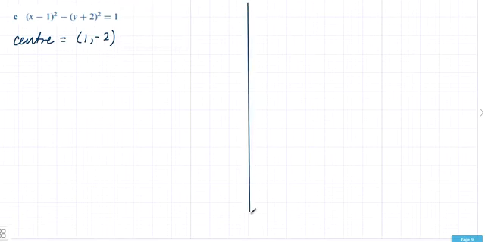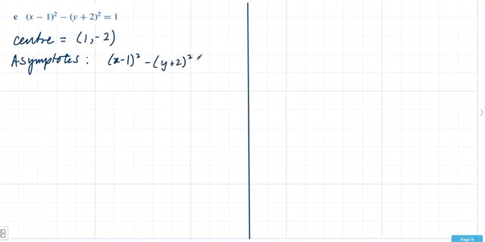To find the asymptotes, same deal. So we're going to let (x minus 1) squared minus (y plus 2) all squared equal 0. What we could do here is expand this out and then solve it, which is a bit ugly, with a little bit of work. Or we can just shortcut it.